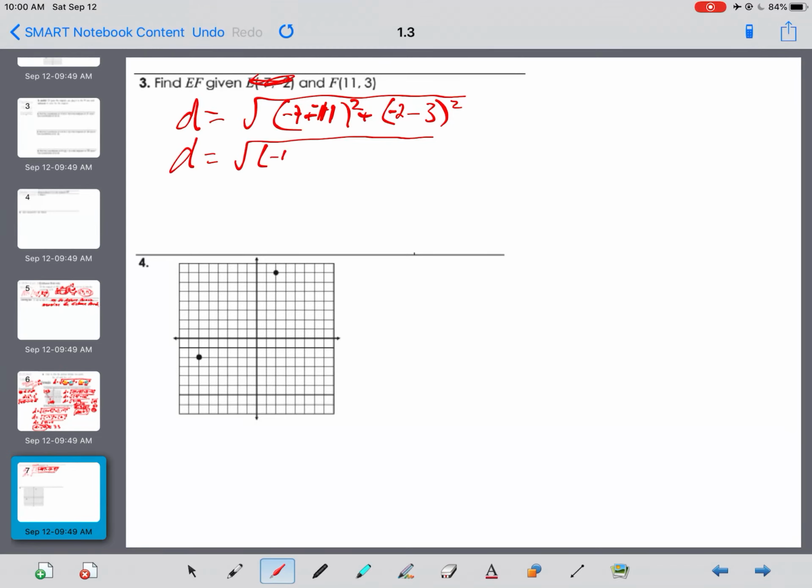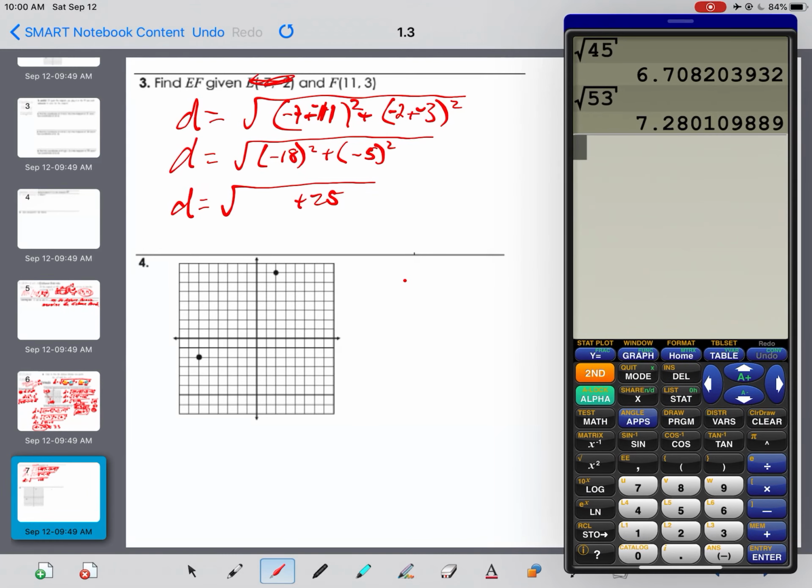So -7 and -11 is going to be -18, squared, plus -2 minus 3 gets more negative, -5. We're not multiplying, we're adding. -5 squared. Doesn't matter that they're negative, because negative times negative is going to be positive. So I know it's going to be positive numbers. I know it's plus 25. What's 18 squared?